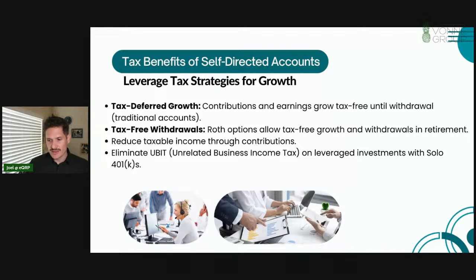Reducing taxable income through contributions is super helpful for small business individuals, or even if you're somebody who's W-2 and you're just looking for another way to lower your taxable income and you've maxed out 401k contributions with your company, use a self-directed IRA. You can make contributions every year to lower your taxable income.